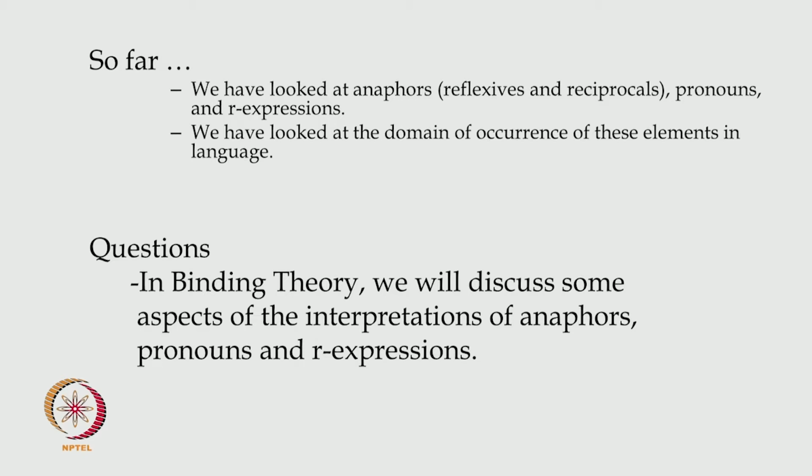reflexives and reciprocals, which we called together anaphors, and pronouns and R expressions, which means referential expressions in short. We saw examples of these things, and then we saw some examples where we find them dependent on one another, and in some we saw they are not dependent on one another, right? So we need to understand this in a little bit more formal sense, and then we will look at how to formalize what aspects of interpretation help us formalize these things. Okay, so let's see.